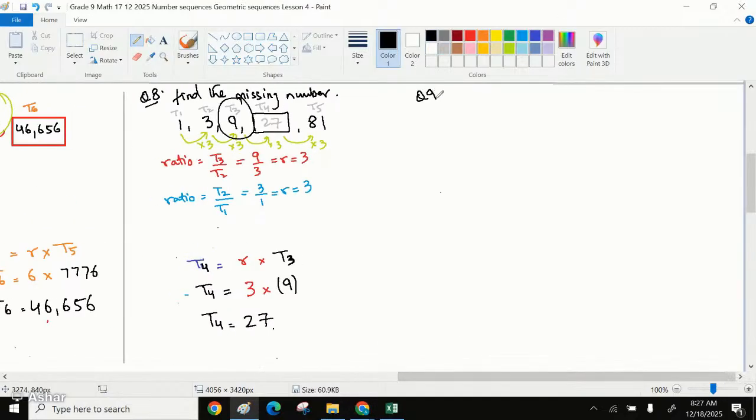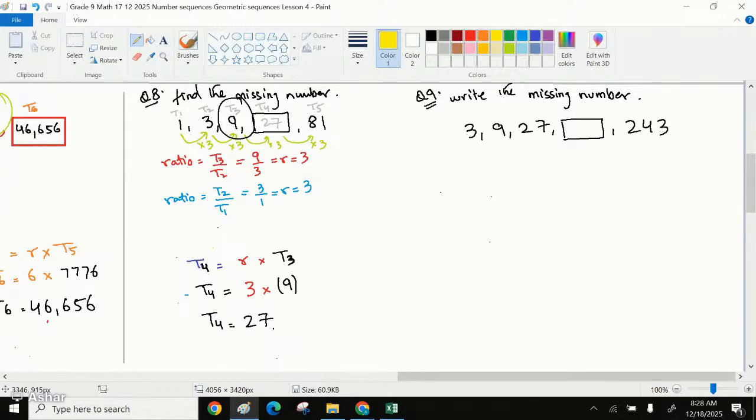In question number 9, the question is asking, write the missing number in the sequence. The sequence is very similar to the previous question, question number 8. Let's see. This is 3, 9, 27. Term number 4 is missing, and this is 243.